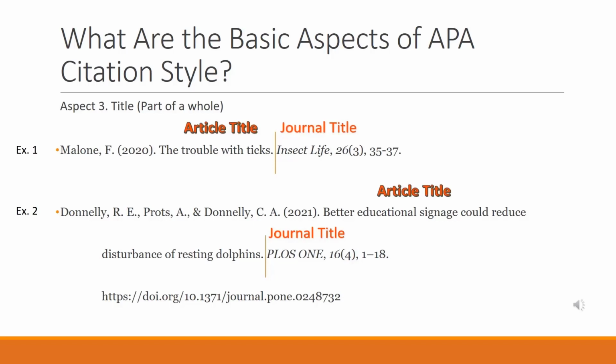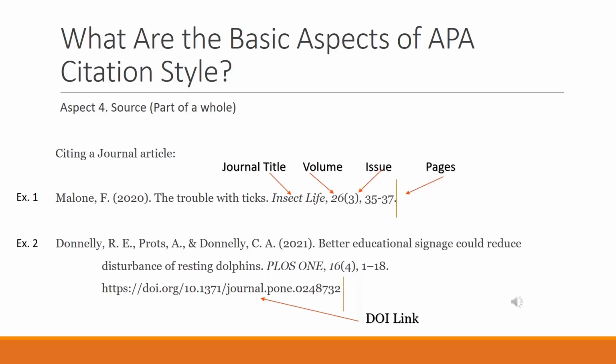On this slide, the italics are transferred to the larger entity, the journal. The journal title will appear in the next part of the citation, called the source. Since journal articles are often the majority of references in college, we will continue with the journal article as the first example in the source section.